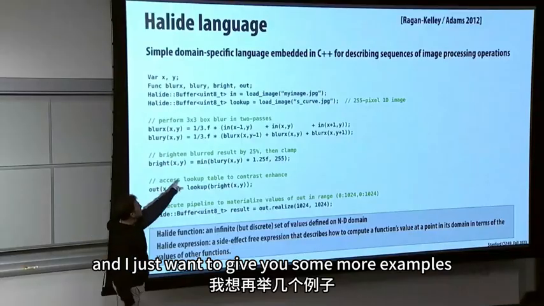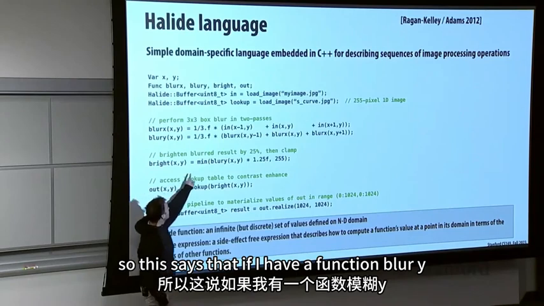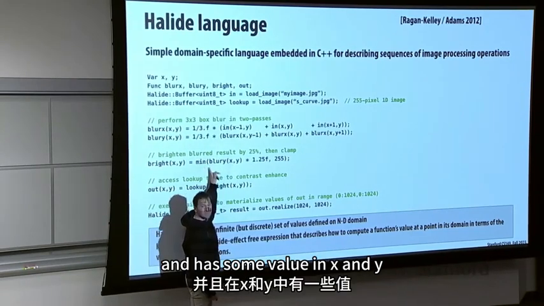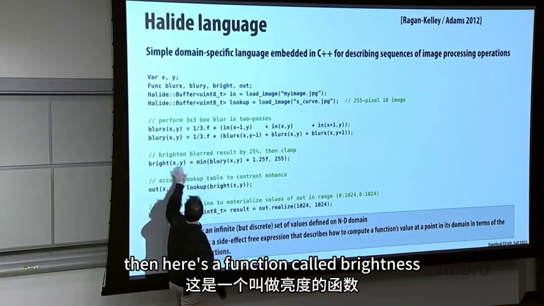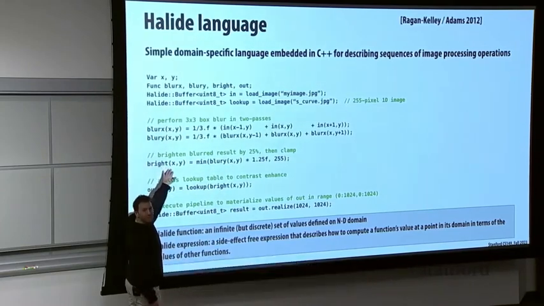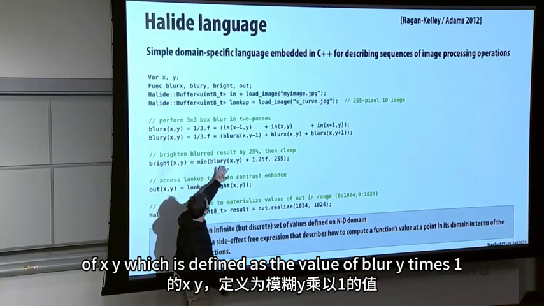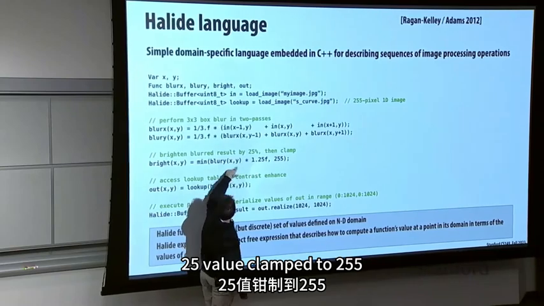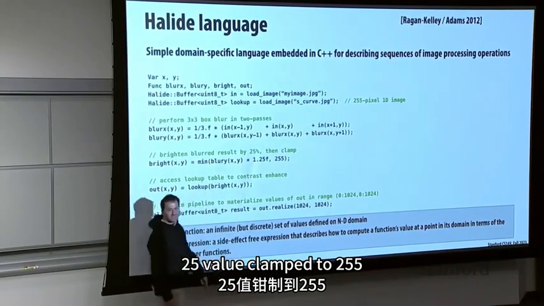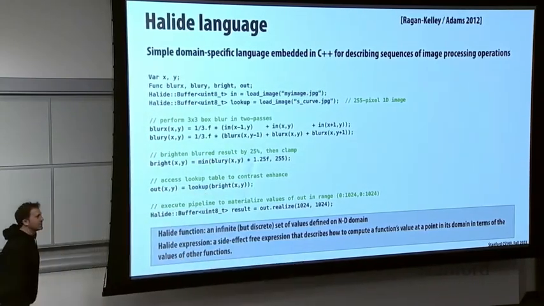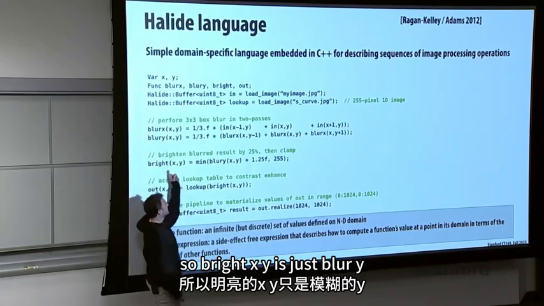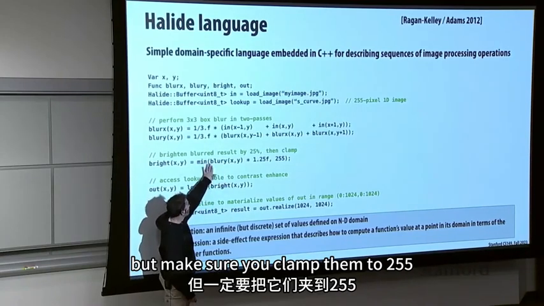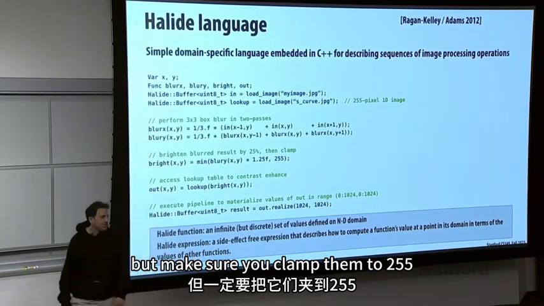And I just want to give you some more examples. So this says that if I have a function blur y, which is defined on x and y and has some value at x and y, then here's a function called bright of xy, which is defined as the value of blur y times 1.25, value clamped to 255. So bright xy is just blur y times all pixels times 1.25, but make sure you clamp them to 255.